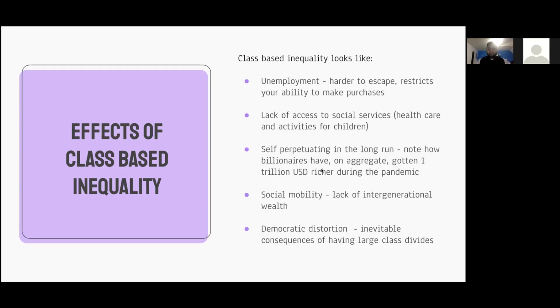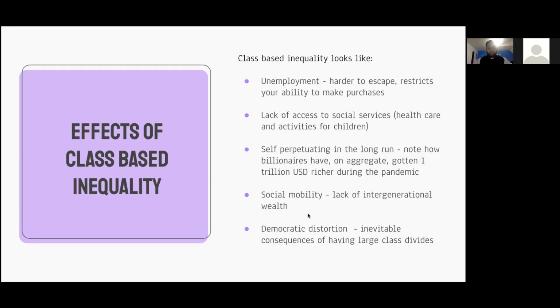Three, it's self-perpetuating in the long run. In a lot of instances, social policies that are being made as a result of economics tend to significantly benefit, in the longer and longer run, people that have more capital, whereas they remove protections for people that have less capital in society.